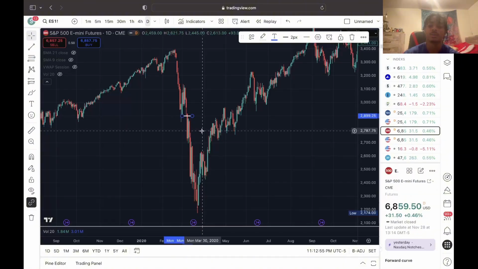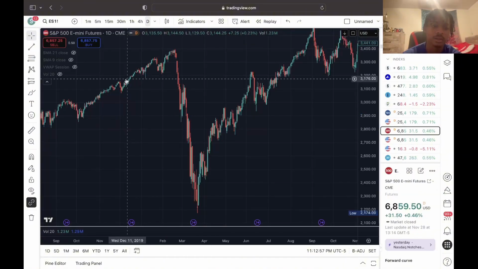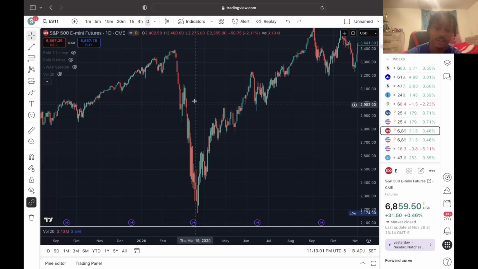So that's super important to keep in mind. You always want to be looking out for a break of structure in the correct direction of the overall trend in the higher time frame that you're looking at.